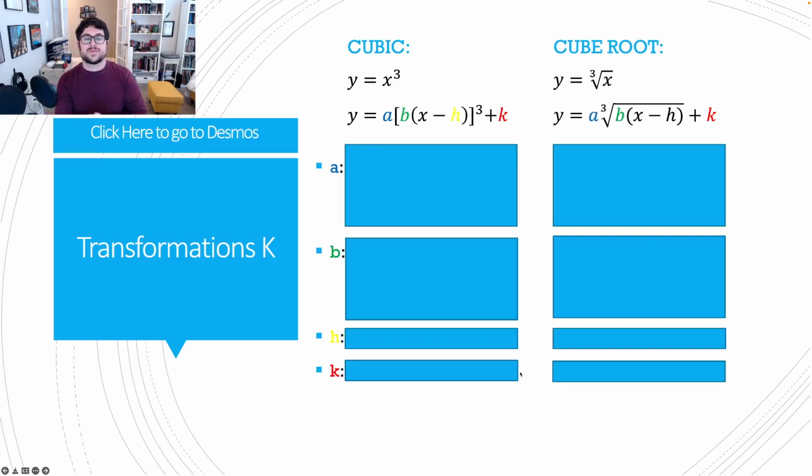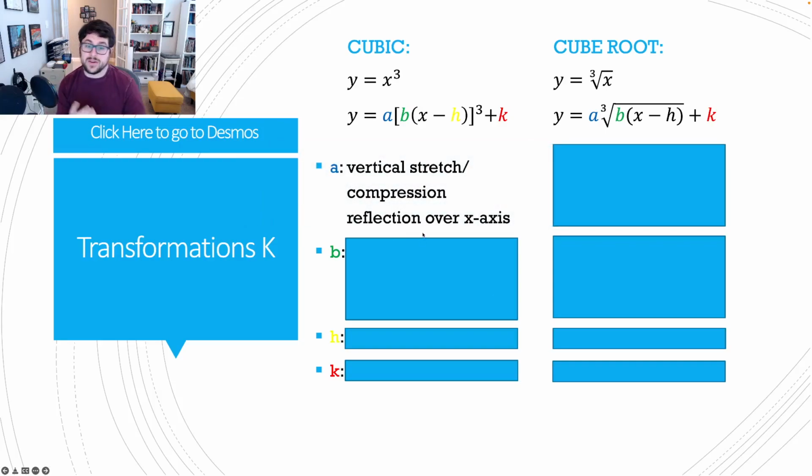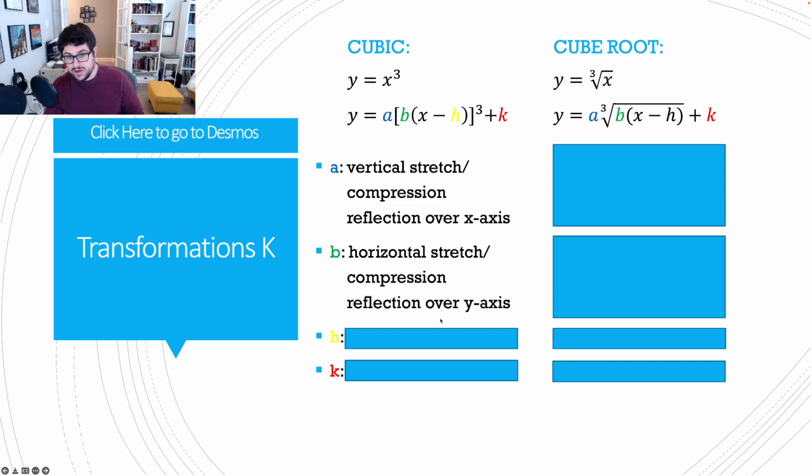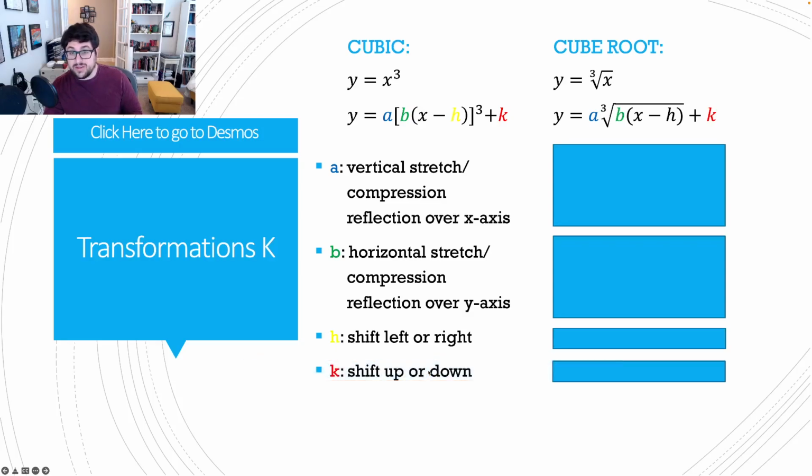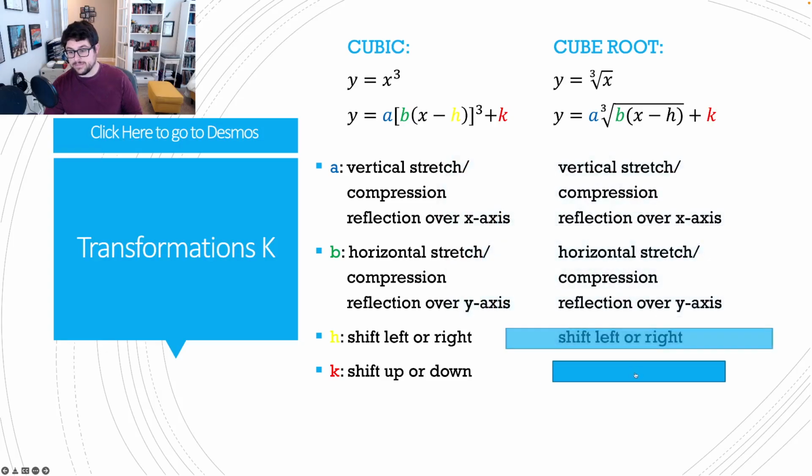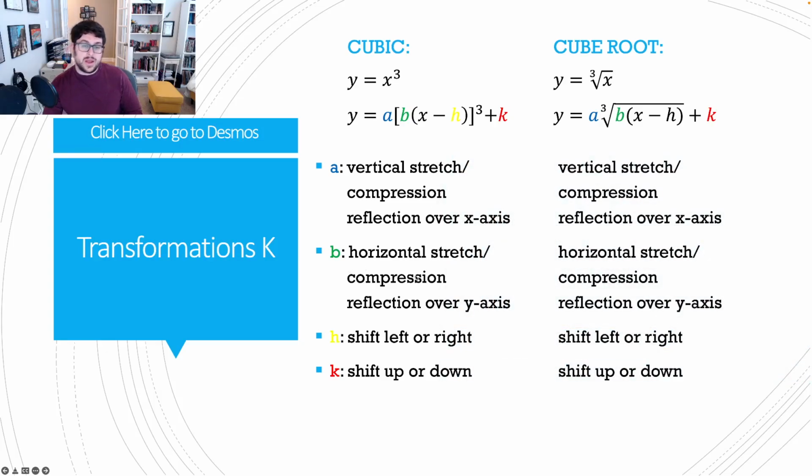All right. So let's talk about transformations. Now, for the cubic graph, in our transformations, the A is a vertical stretch or compression. The B is a horizontal stretch or compression. The H is a shift left or right. And the K is a shift up or down. For cube root, it's basically the same thing. Now, if you're in L, you're not going to be seeing this B. That B is not really relevant to y'all. So just kind of keep that in mind.